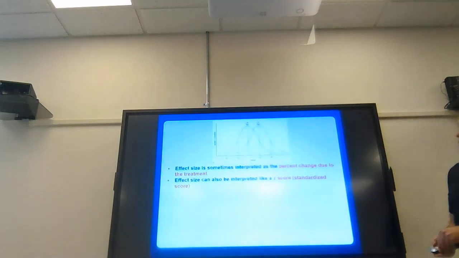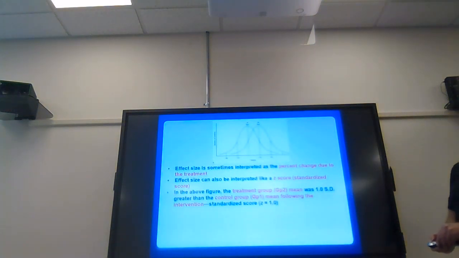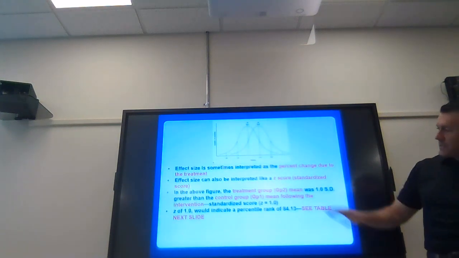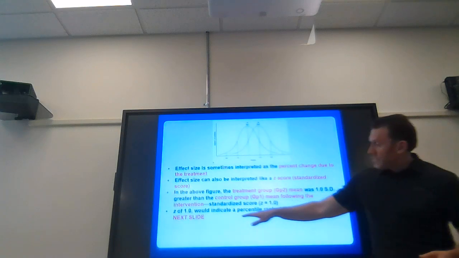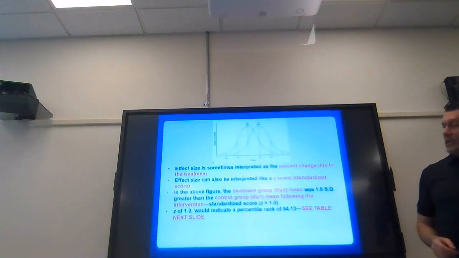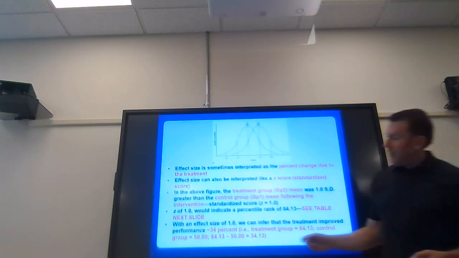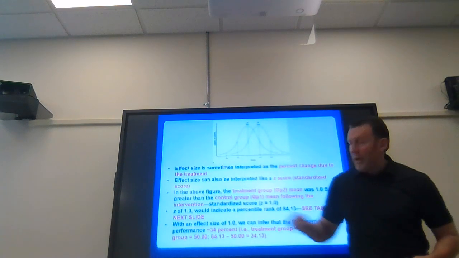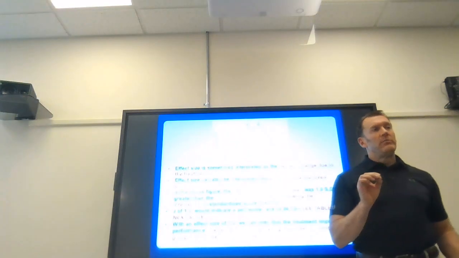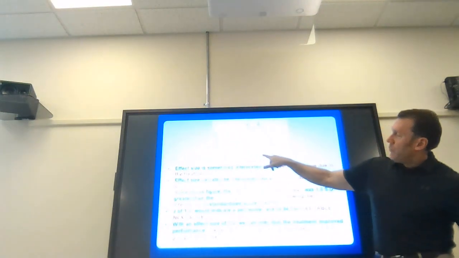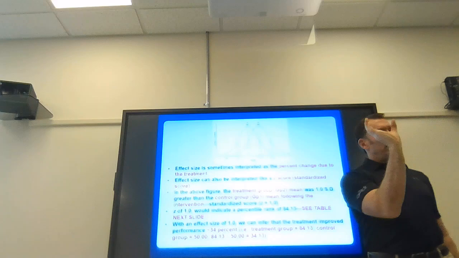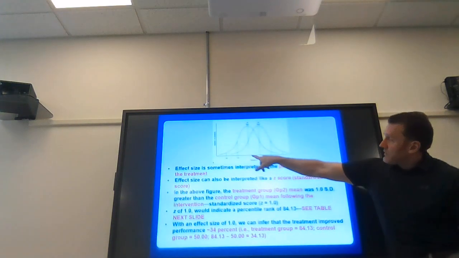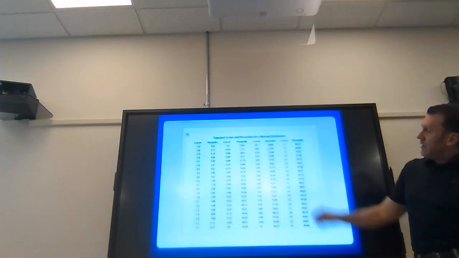So we can say that's a z-score of 1. Now, if we look at this table, that gives us the percentile ranks, and that's on the next slide. Okay, with an effect size of 1, we can infer that the treatment improved about 34%, because between 0 and 1, you have 34% of scores. So you could say an improvement of this much.